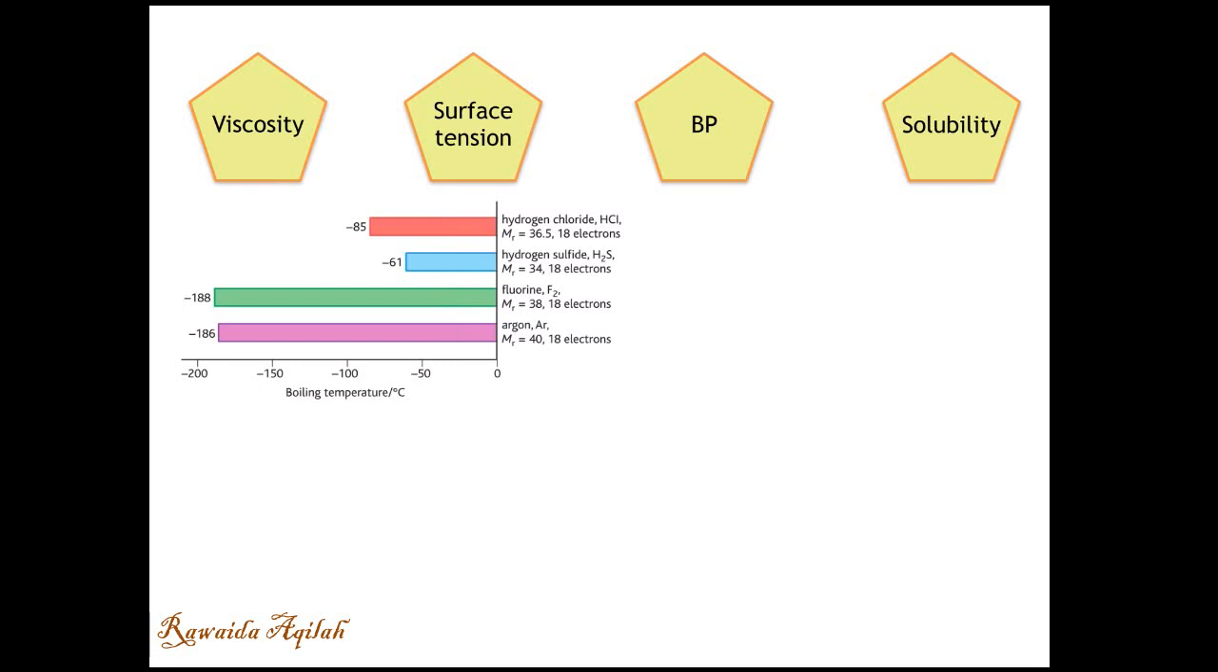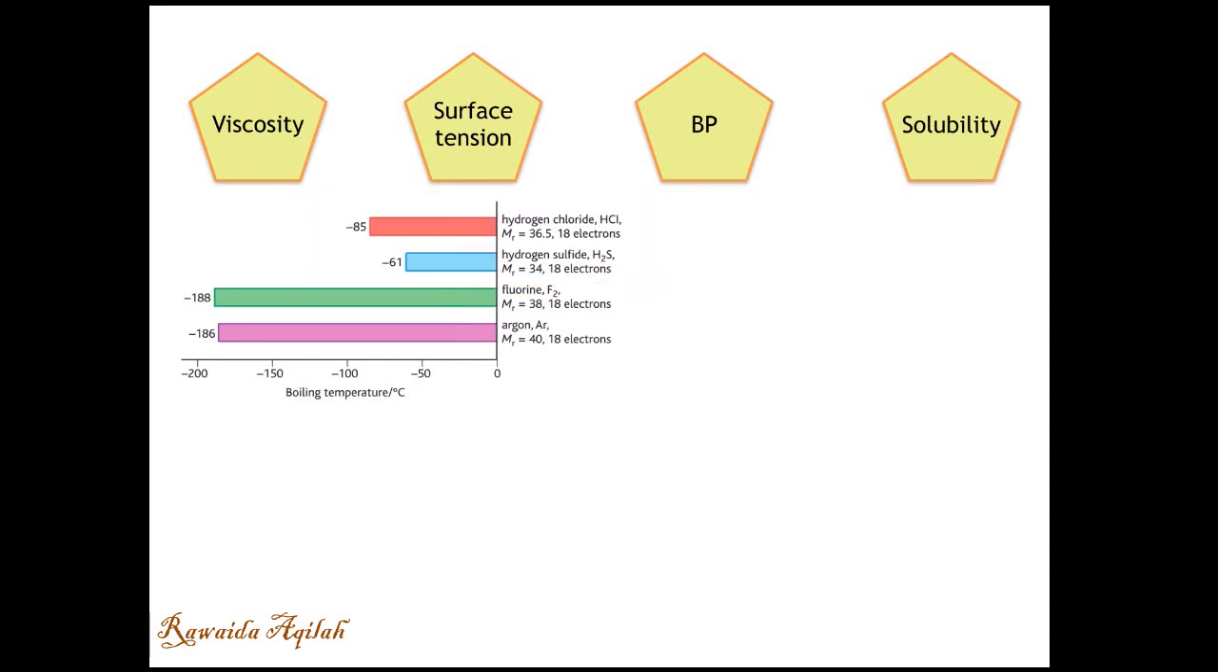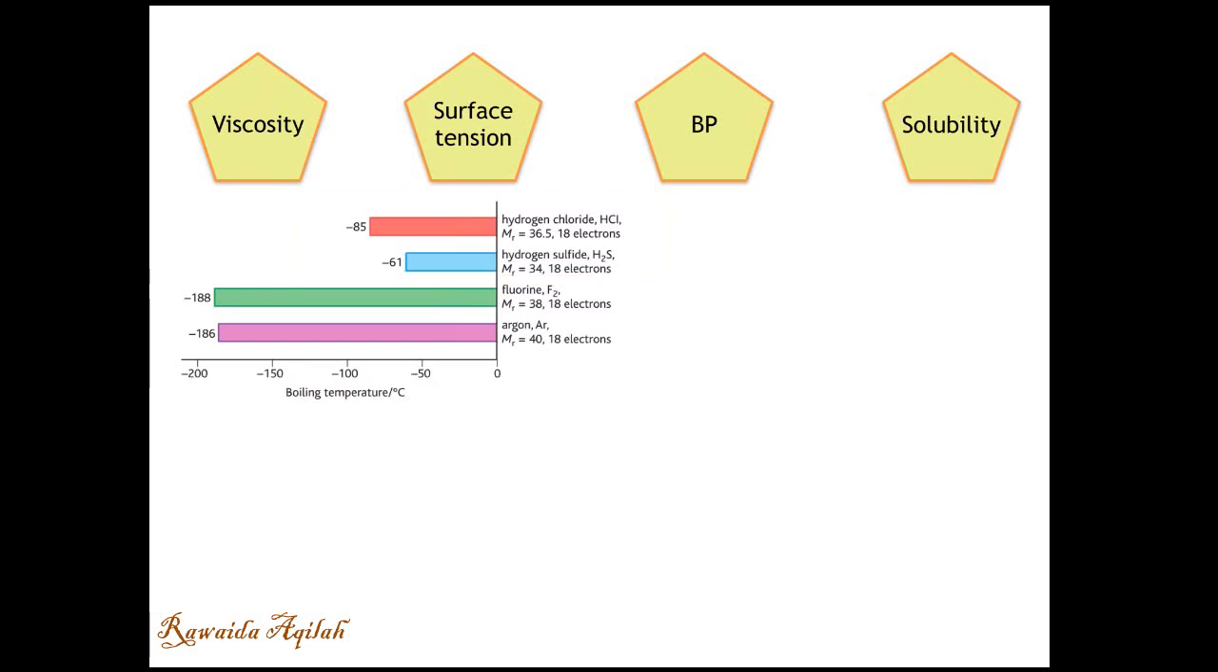It can be expected that molecules with stronger IMF will have a higher boiling point. In this example, two of these molecules, HCl and H2S, are connected by permanent dipole-dipole, while fluorine and argon are connected by London dispersion force. A polar molecule with permanent dipole-dipole will have a higher boiling point than a non-polar molecule with only London dispersion force. H2S has a higher boiling point than HCl because H2S is more polar, hence stronger permanent dipole-dipole.